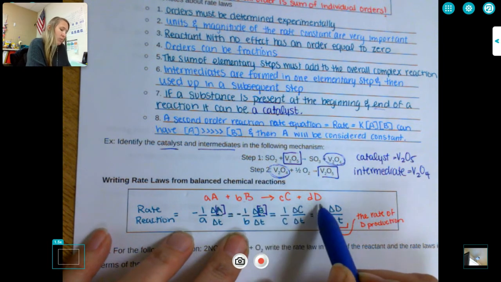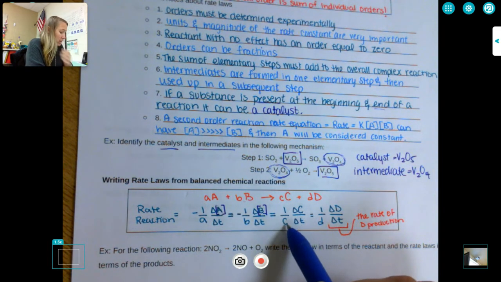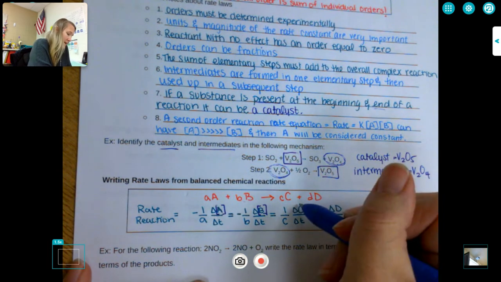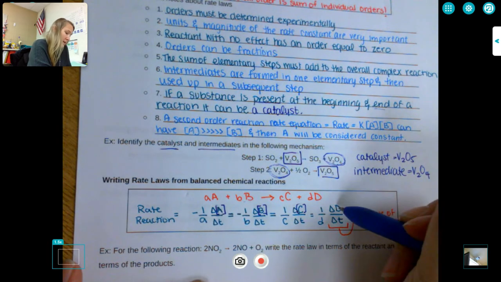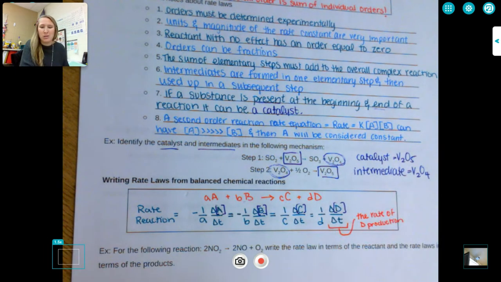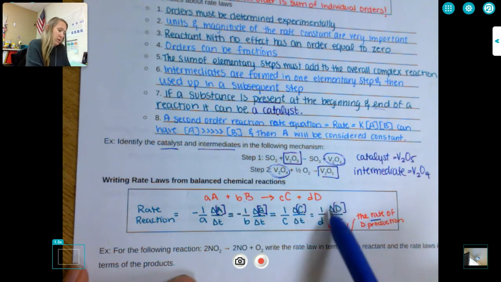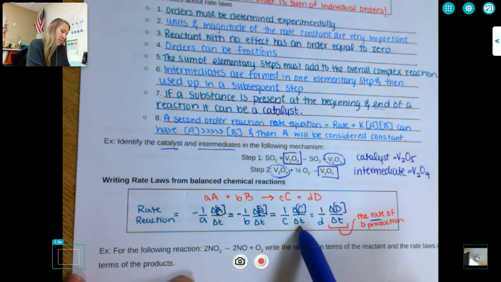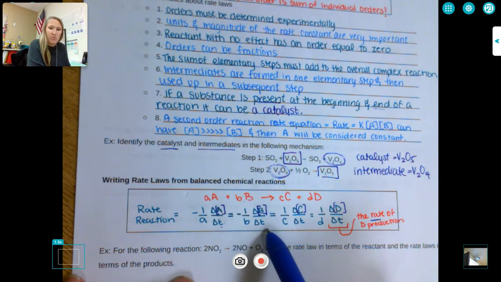And then C and D are both being made. So these are positive, right? Because I'm making them. So if I'm making them, it's 1 over little c, my molar coefficient, times the change in concentration of C over change in time. And then same thing for D. Okay. This part here, if you're in calculus, you'll notice that it looks kind of like a derivative a little bit, but this is the rate. So this part here, the change in D over change in T, this is the rate of production of D. This is the rate of production of C. This is the rate of consumption of A, the rate of consumption of B. Okay.